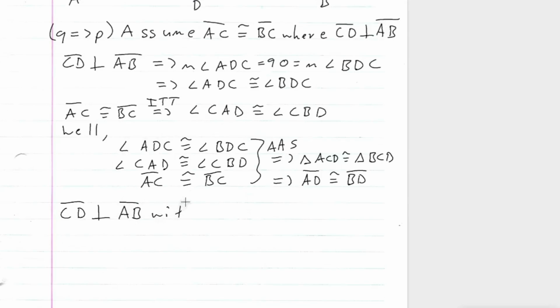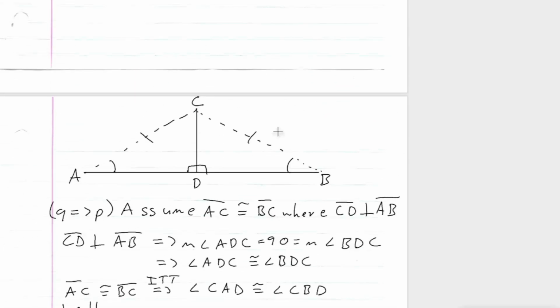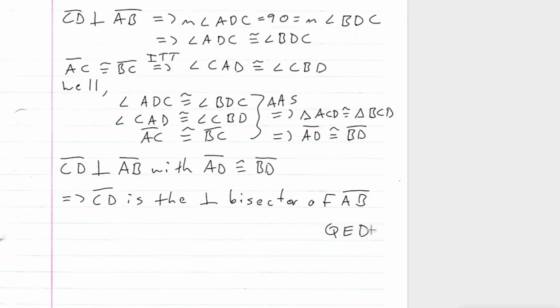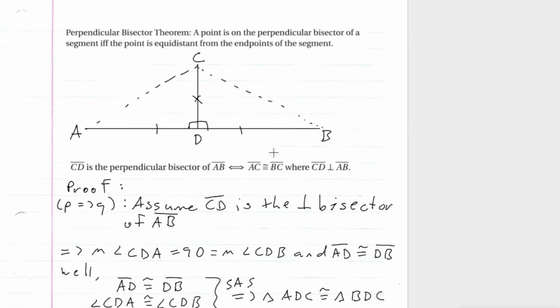So we have CD is perpendicular to AB, right, with AD congruent to BD, right? If we have CD perpendicular to AB where AD is congruent to DB or BD, this implies that CD is the perpendicular bisector of AB. And that is our proof for the perpendicular bisector theorem.